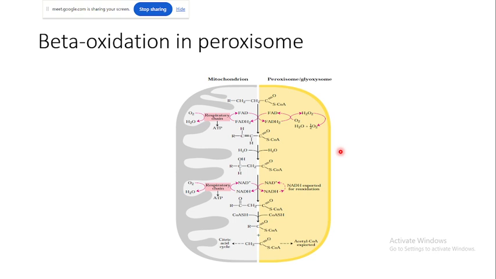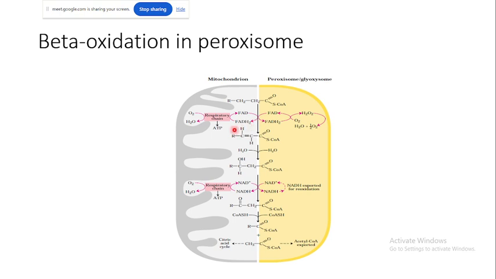Apart from mitochondria, in the peroxisome also there is beta oxidation, you can see. If we compare the beta oxidation of peroxisome and mitochondria, here is the fatty acyl-CoA. The first step is similar, that FAD will be used for the oxidation process. So there will be a double bond between the alpha and beta carbons, right? And for the mitochondria, FAD will be reduced to FADH2, right?